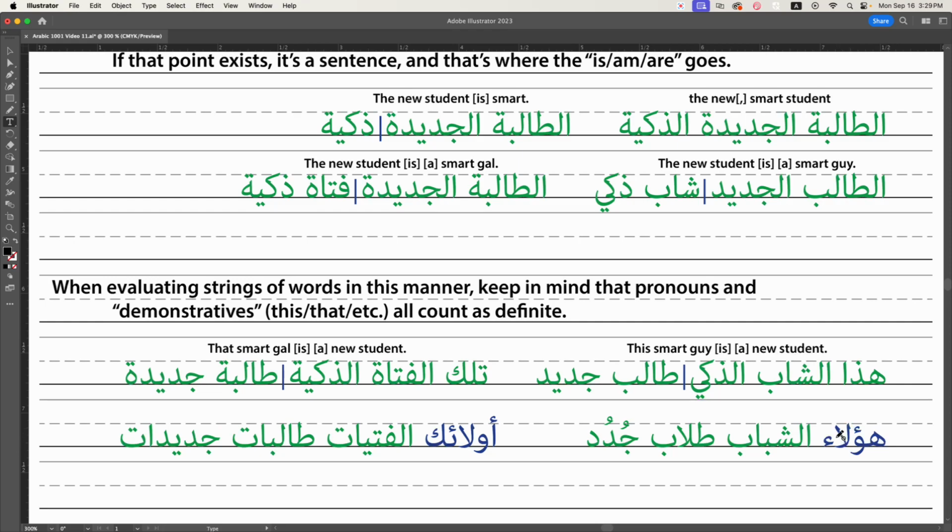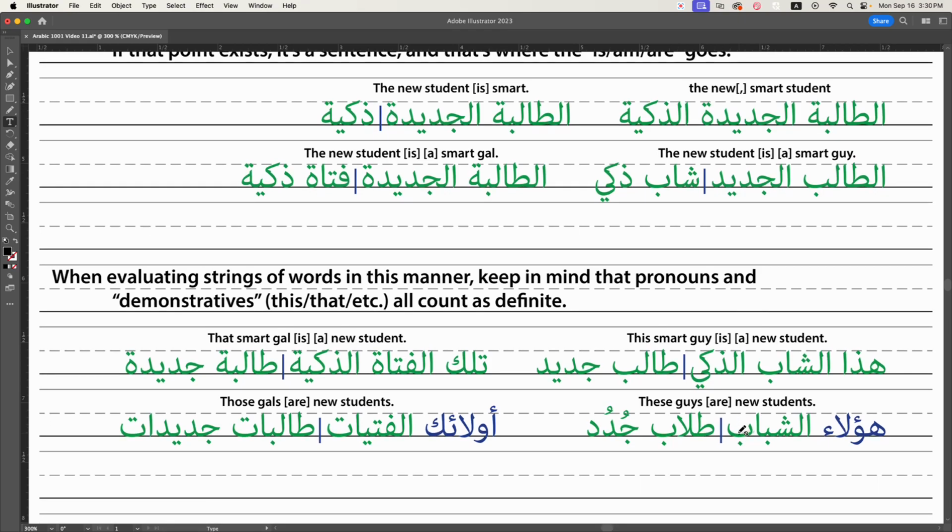But this one is a demonstrative, an ism ishara, so it's mu'arraf or definite. This one is mu'arraf bisabab alif lam. And then we have ghayr mu'arraf here, indefinite. So right here is our point where we go from definite to indefinite, and that makes it a sentence. So then you can parse the words: these, human plural, young people, students, new, or these folks, these guys are new students. There's no "are" in this sentence.